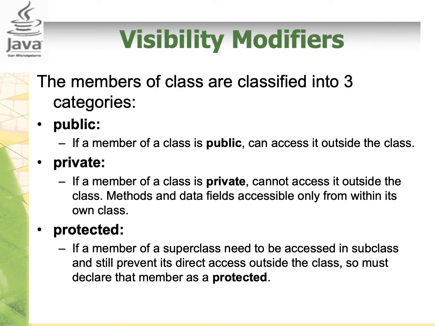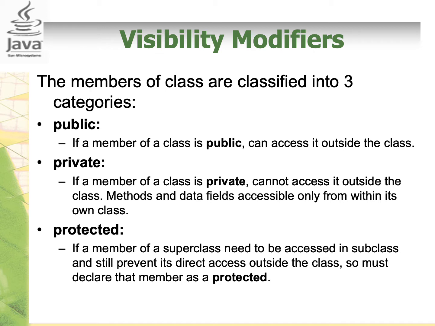Visibility modifiers. The members of a class are classified into 3 categories. The first one is public. If a member of a class is public, it can be accessed from outside the class. For private, if a member of a class is private, it cannot be accessed from outside the class. Methods and data fields are accessible only within its own class.